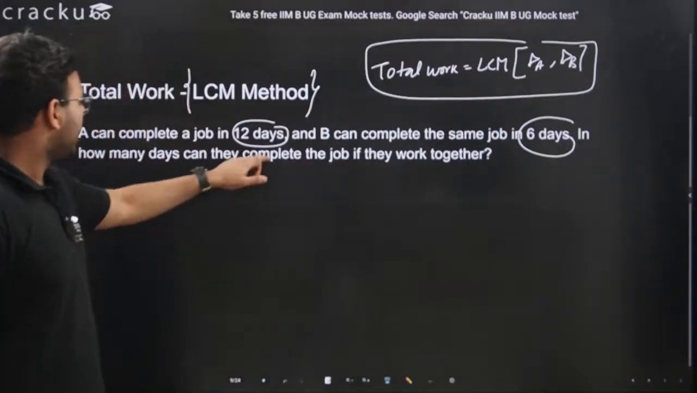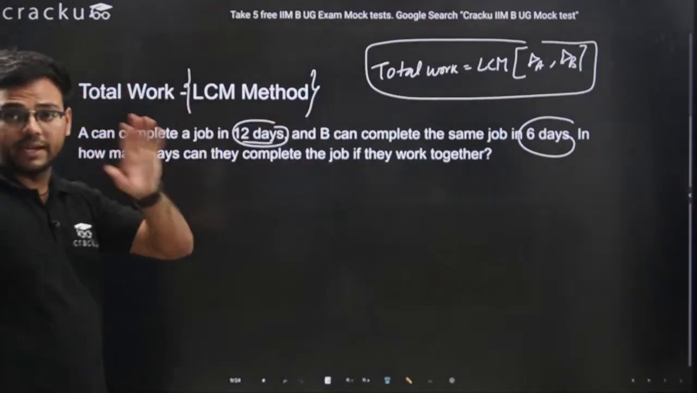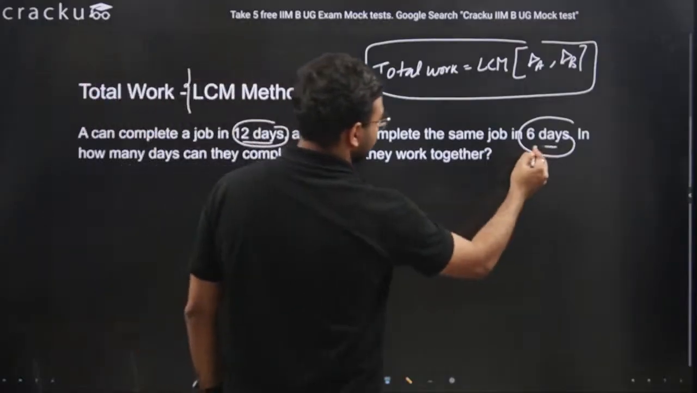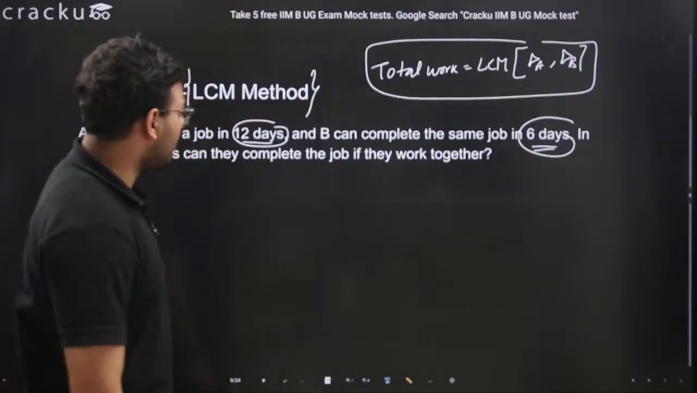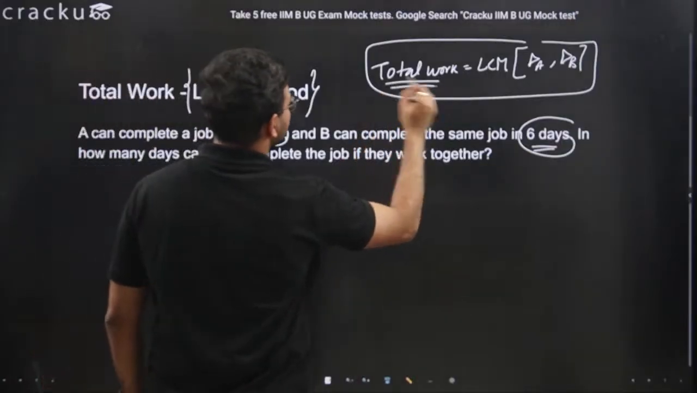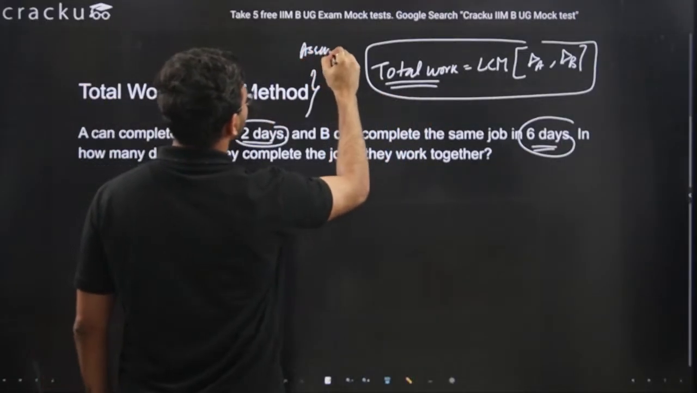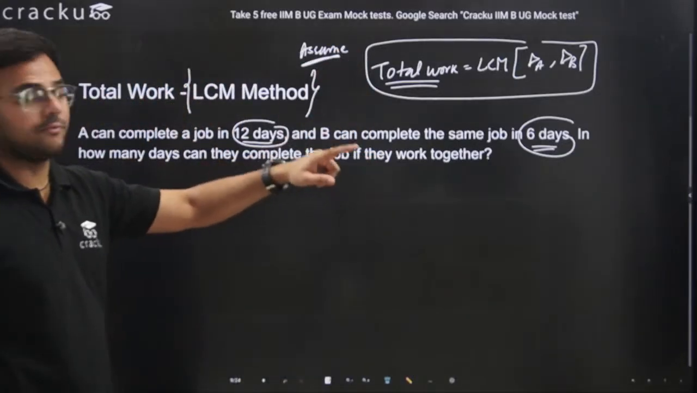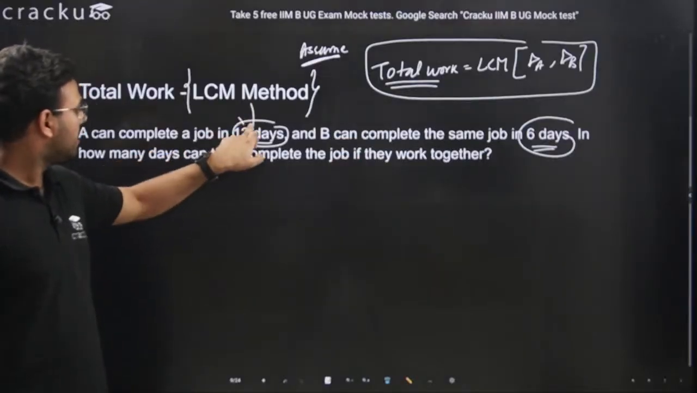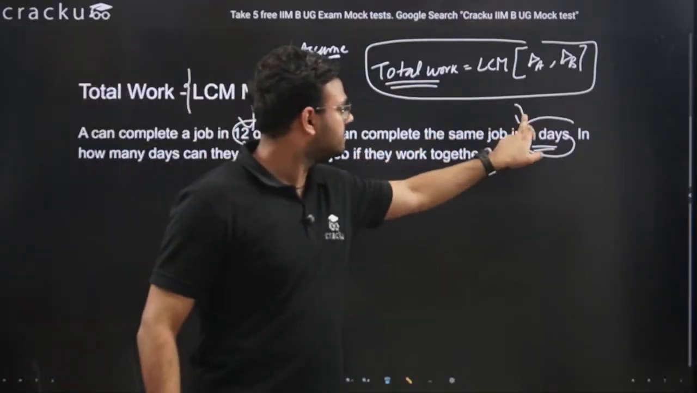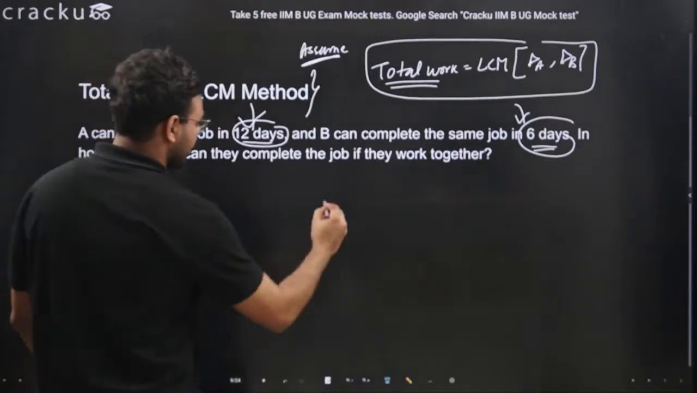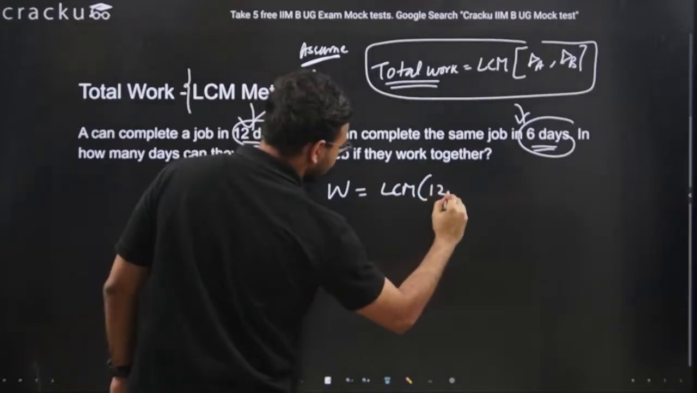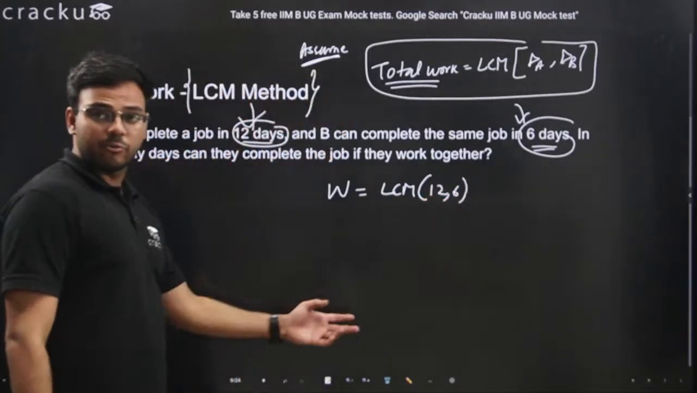In this case, A is taking 12 days to complete the job and B is taking 6 days to complete that job. So, this is an assumption, you have to assume the total work is equal to the LCM of DA comma DB, which is the LCM of 12 and 6. So I can write W is equal to LCM of 12 comma 6. LCM of 12 comma 6 is 12.